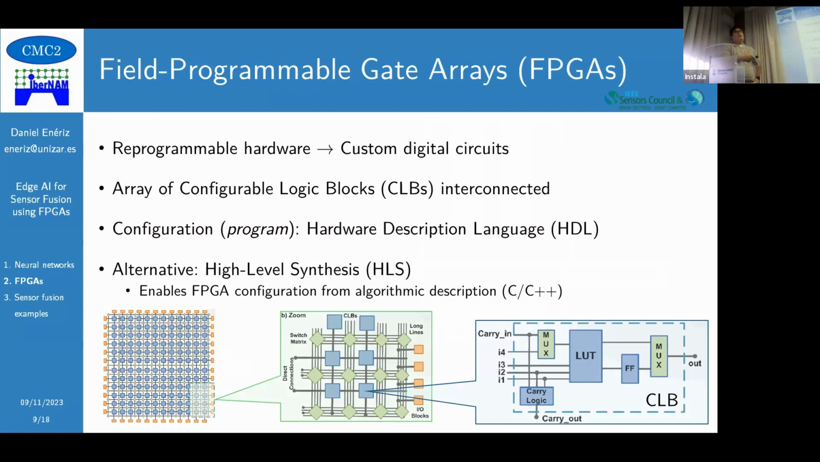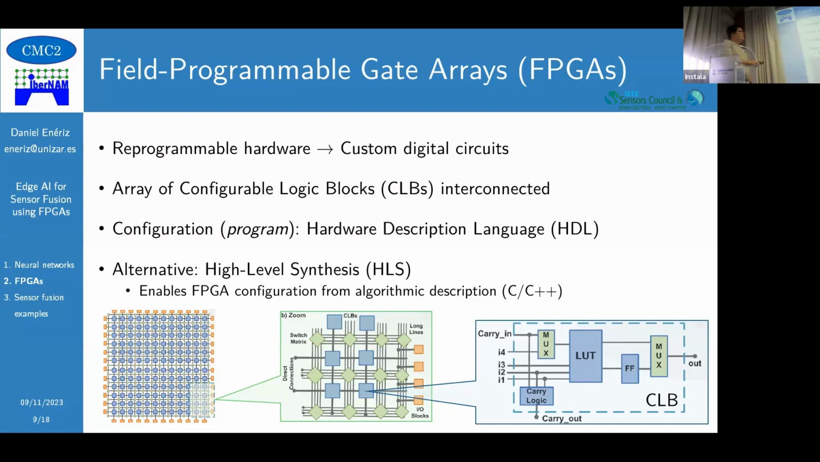And for this, they are based on arrays of configurable logic blocks, which feature, for example, multiplexers, lookup tables, flip-flops, and also basic arithmetic blocks. And in this way, by interconnecting these components, you can build that custom digital circuit you want. This process of interconnecting components is called configuration, FPGA configuration, also FPGA programming. And for this, you have to use hardware description languages, HDLs, which are so low level, and this is what really hardens the development for these platforms.